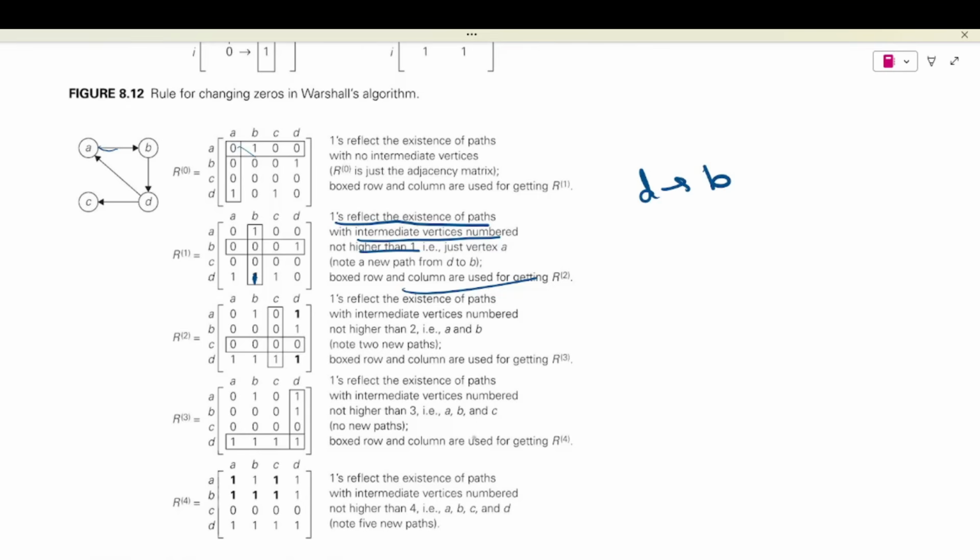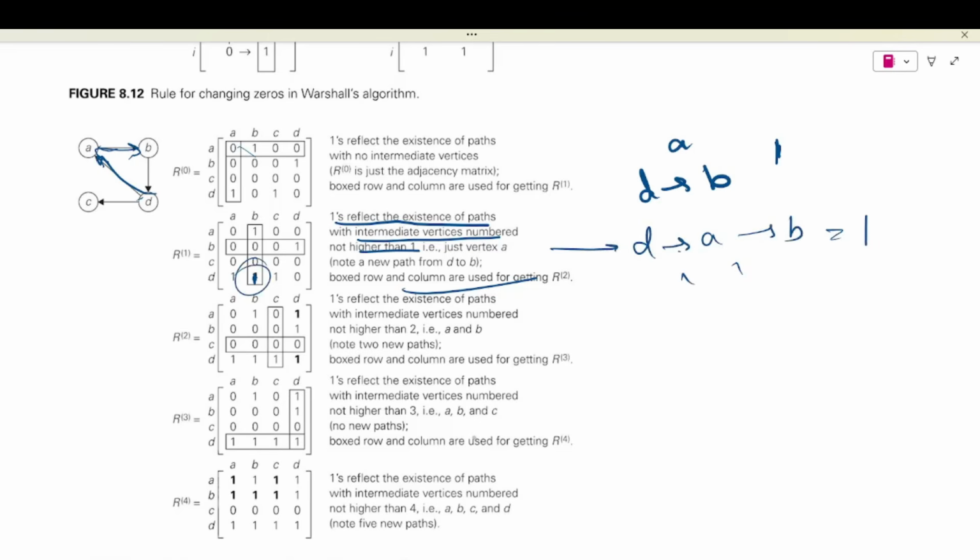D to B you have obtained the path, and through A, D to A there is a path, and you can see, A to B there is a path, okay. So you will be writing it as 1. That is how you have obtained this. This is D to A to B, this is 1, and this will be 1.